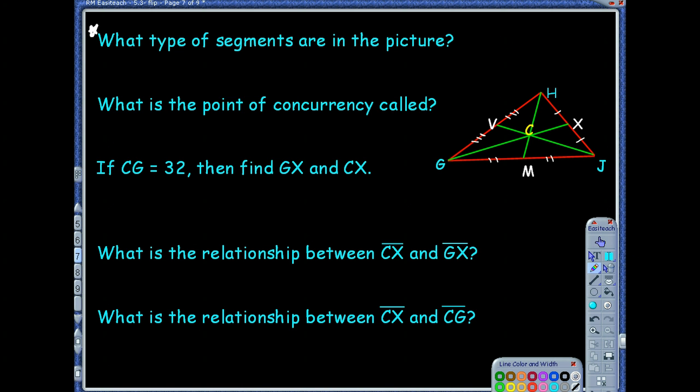The first thing you want to ask yourself is what type of segments are in the picture. Looking at that picture, what would you say? I do notice that the segments are hitting the sides of the triangle at their midpoints. So I can tell that V, X, and M are all midpoints because of the way that the segments are marked congruent. So I'm thinking either perpendicular bisectors or medians. Looking at this, there's nothing marked perpendicular, but I do notice that those segments all go to the vertices, so these are definitely medians.